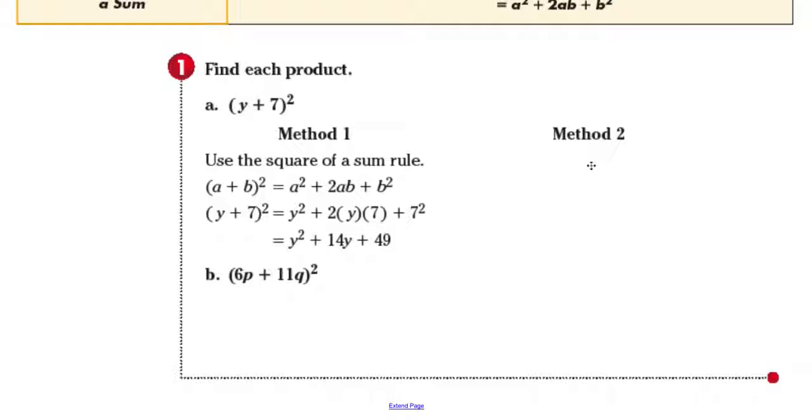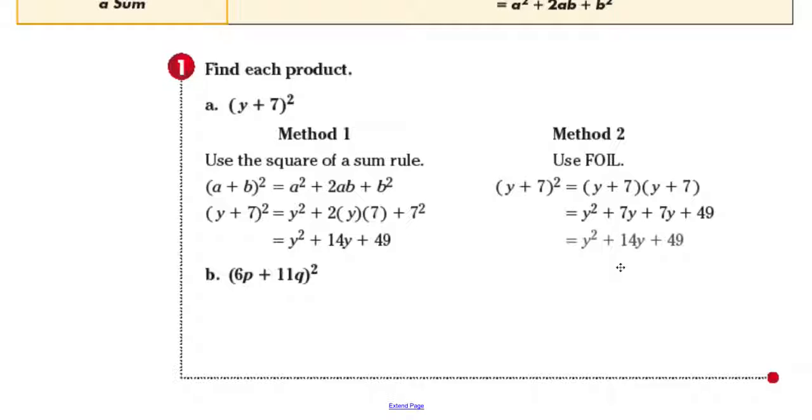And if you use the FOIL method, you'll end up with the same answer, because (y + 7) squared will be (y + 7) times (y + 7). Using the FOIL method would be equal to y squared plus 7y plus 7y plus 49, or y squared plus 14y plus 49.